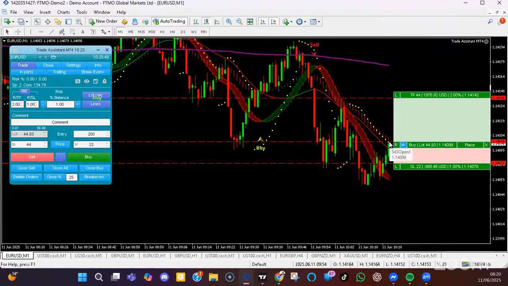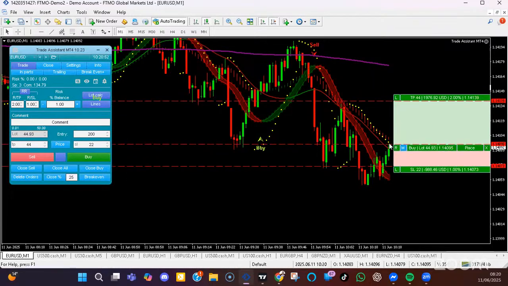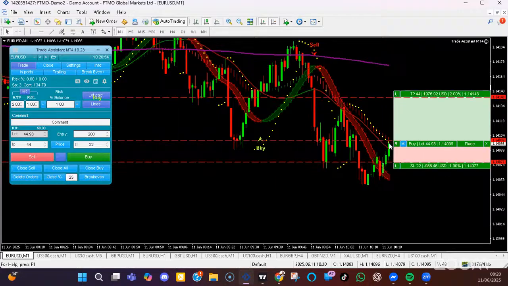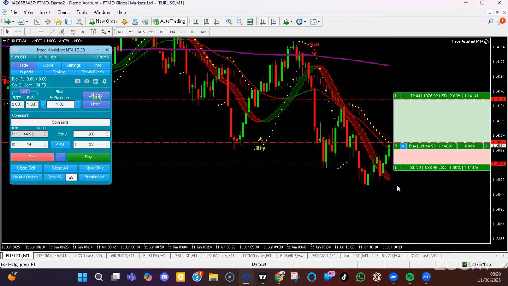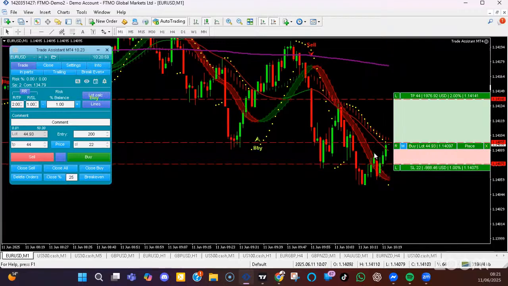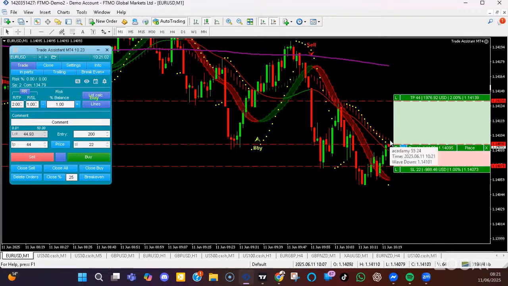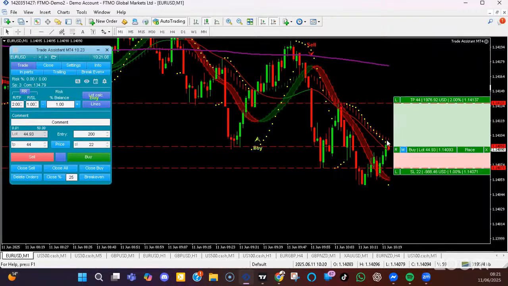We've got to wait for the parabolic SAR to go underneath, which it may do any time now if this keeps increasing. Parabolic SAR will come down there. And we want to wait for all these to go green. And we want the wave to go green. Where the wave goes from red to green, that is where the stop loss will go.